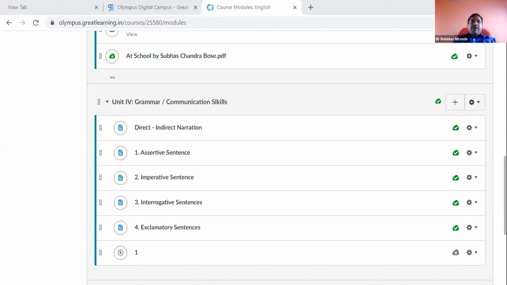On the screen, you are able to see unit number 4, grammar or communication skills. And why am I showing you the screen of the Great Learning app? The reason is that we have already uploaded the content on the website as well as the app. In the application, you would see that almost everything that you require is available. Is there anybody who is having any difficulty in accessing the mobile app and its content?